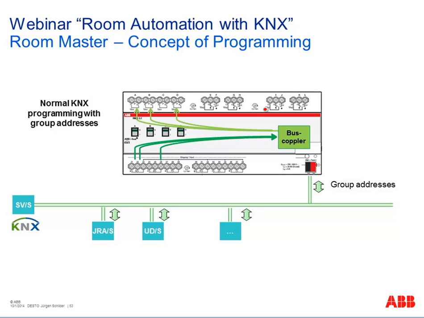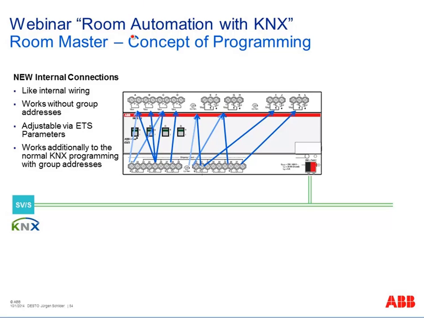You know it from all other KNX devices. This is not new, this is our standard principle. But what is new in our Room Master? It is possible to link internally inside our ETS application an input to an output without using group addresses. So you do not have to create group addresses like you did before. Inside our ETS parameter window, you can link one input to this output, or for example the same input also to another output, yes, without creating group addresses, in a very easy way.